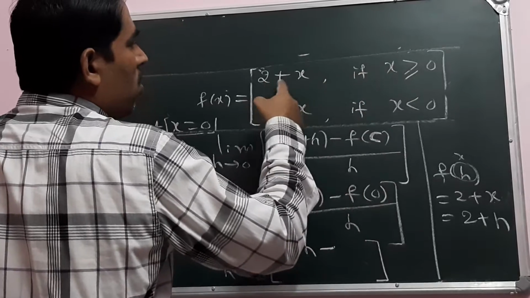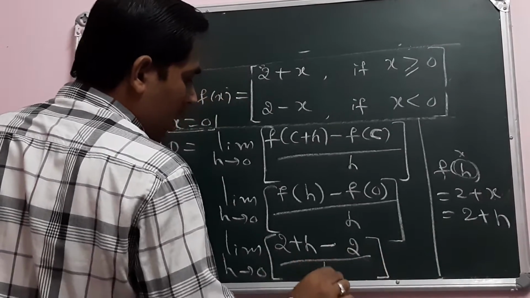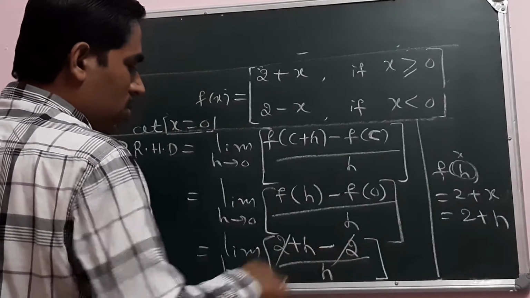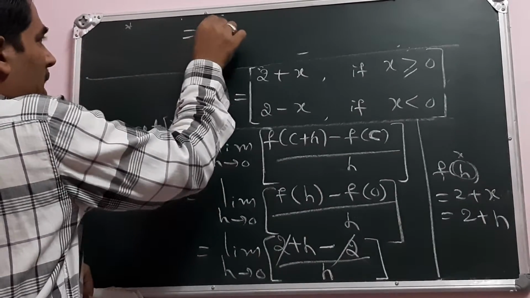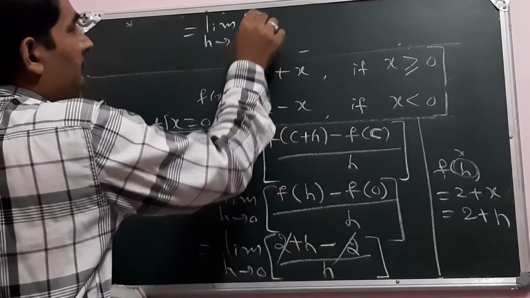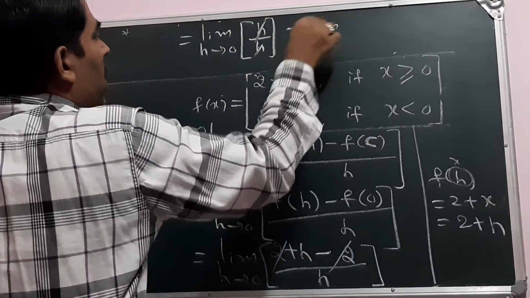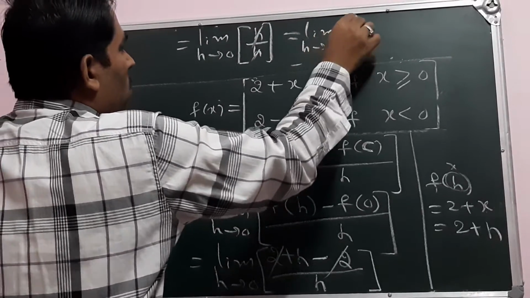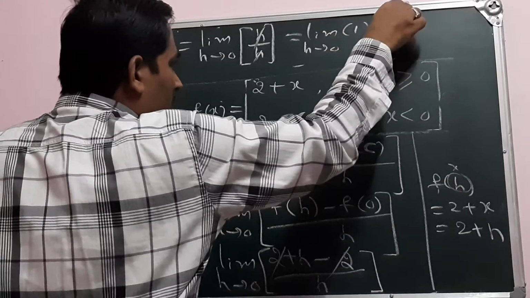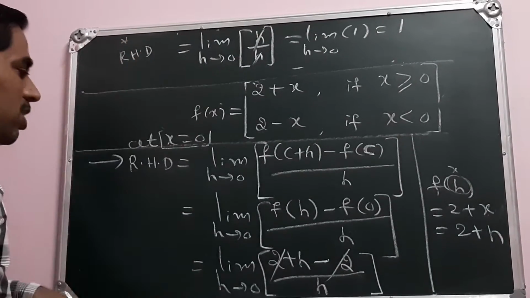The next takes 0, 2 plus 0, it will be what? 2 only. So f of 0 is 2. Divided by h, I will write this h as it is. So 2 minus 2, 0. So we will consider here the limit as h tends to 0, then h divided by h. So h gets cancelled. I get the limit, you can write it directly, 1. See, the limit of a constant function is the constant. So this right hand derivative I got as plus 1.